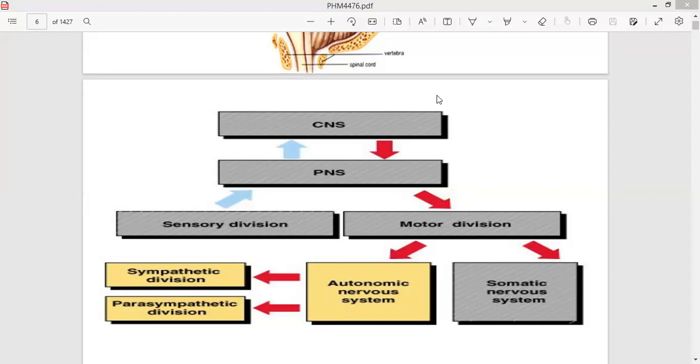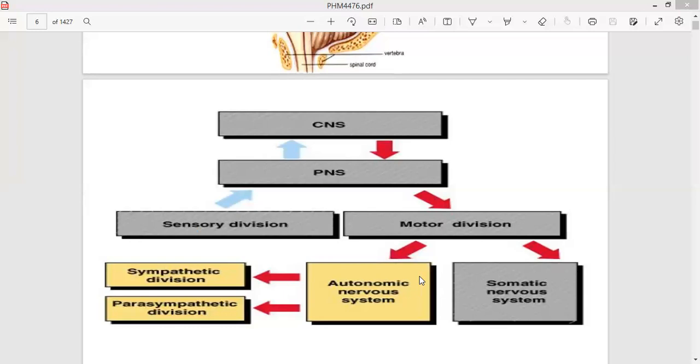For example, let's say your thermoreceptors have picked up that you are being burned, that the temperature is getting too high. All this information will go to the parietal lobe, and that will be the ascending signal. Then the descending signal will go through the motor division to your somatic nervous system, so that you can contract your hand to remove it, for example, from that burning bush or something.